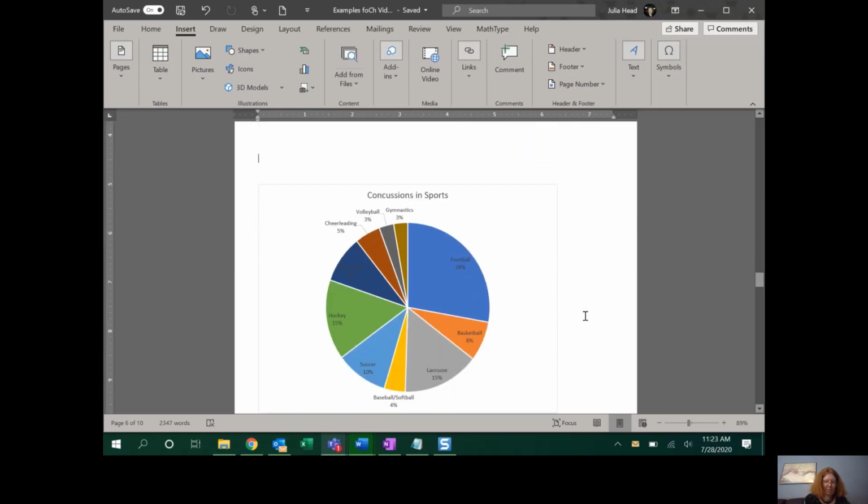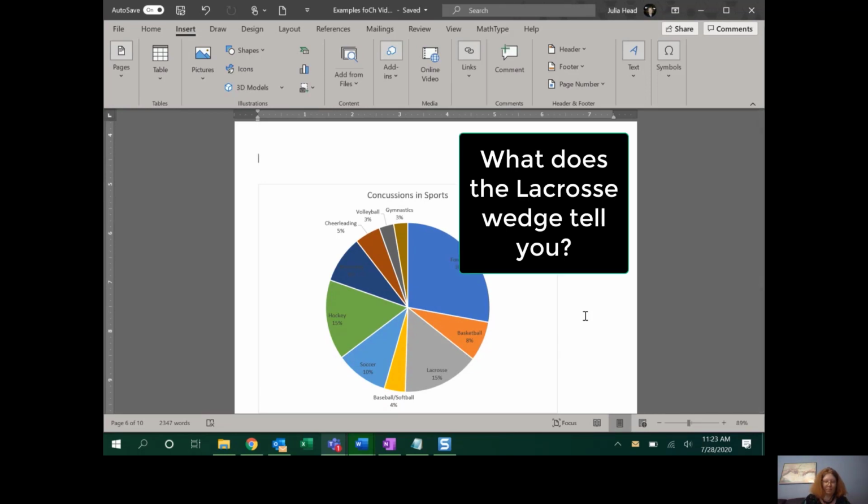A pie chart is probably a graph that you are most familiar with, but it is also the most misused, so please be careful. For example, what does the lacrosse wedge tell you? Be careful.